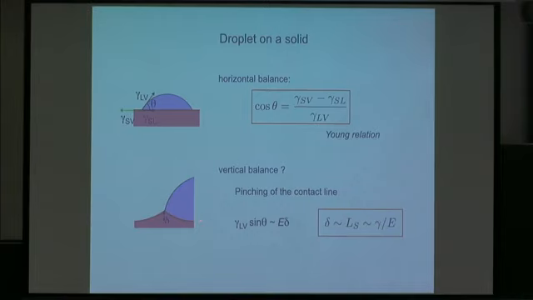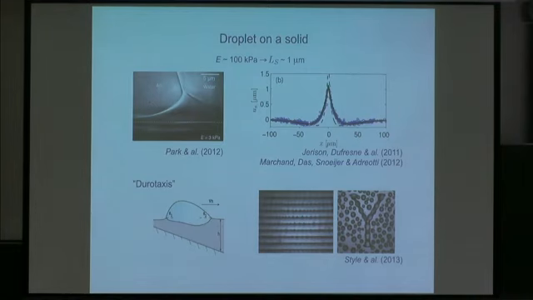Well, basically, you balance the surface tension by the Young modulus times the deflection of the solid, and you end up with the same length scale, which is the surface tension divided by the Young modulus. So again, if you have water on a glass, you end up with very small scales. But if you have again water, but on a very soft gel, that will be the next slide, then you can find this little pinching at a micrometer scale.